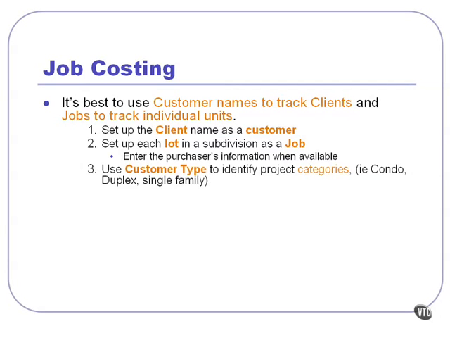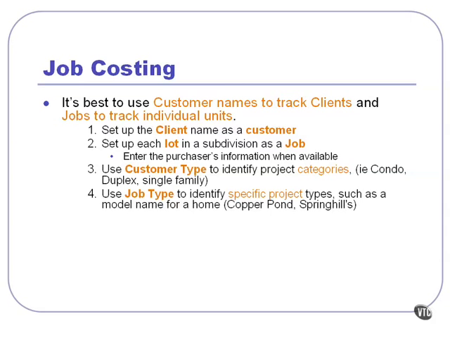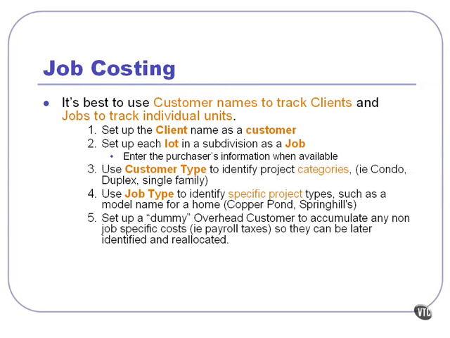A further breakdown will be to use the customer type. This is a field that will allow me to identify categories, such as condos, duplexes, single family, etc. The next area is the job type. The job type will allow me to identify project information, such as a name for a home area or a model, Copper Pond, Spring Hills. These would be examples.